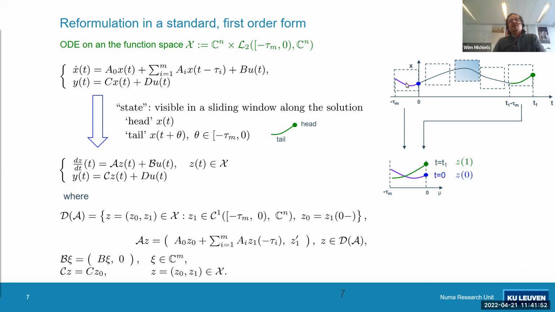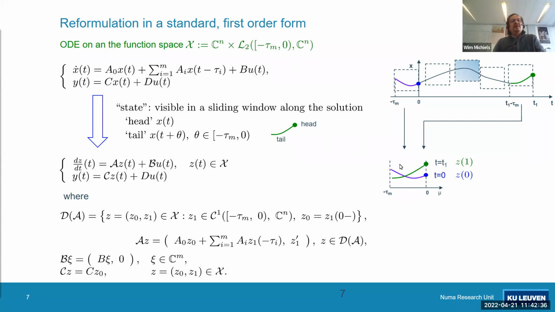Well, the state of your system at some time is in fact visible in a window that you can slide along the solution. So at time 0, the state is the blue segment. At this time, which I indicate, the state is a function that's going up and down. At time t1, the state is in fact the green piece of the trajectory. And then when you bring them all together, on the interval from minus the maximum delay to 0, you get some type of evolution in an infinite dimensional space, where you evolve from the green function to the blue function.